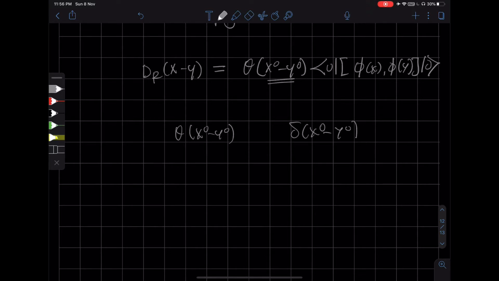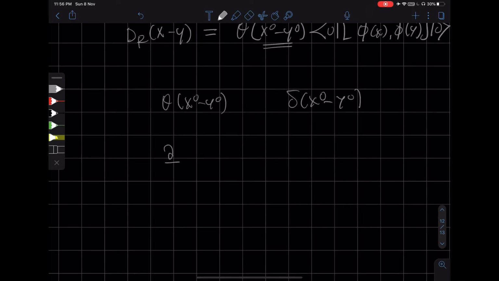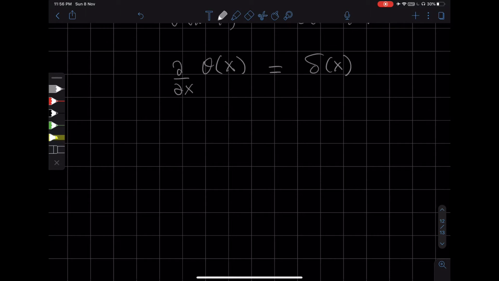Now, it is easy to show that the derivative of the Heaviside theta function is the Dirac delta function. So let me just show this very quickly. What is the Heaviside theta function? It's a function which is 0, and then it jumps to the value of 1, and it becomes 1. So if this is x, this is 0, and this is theta of x. This is the Heaviside theta function.